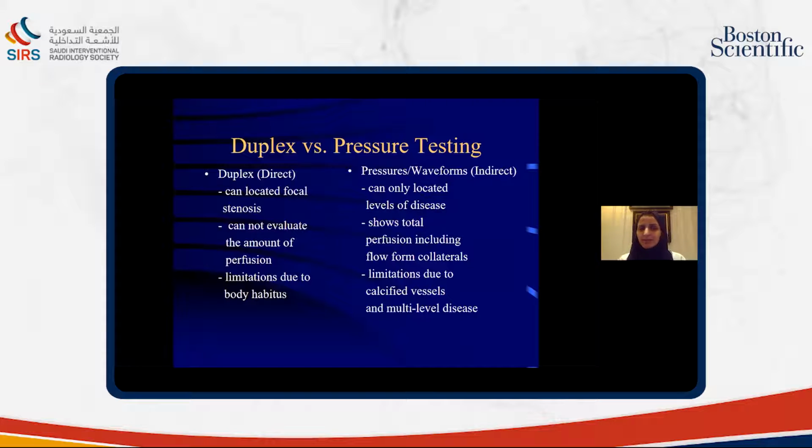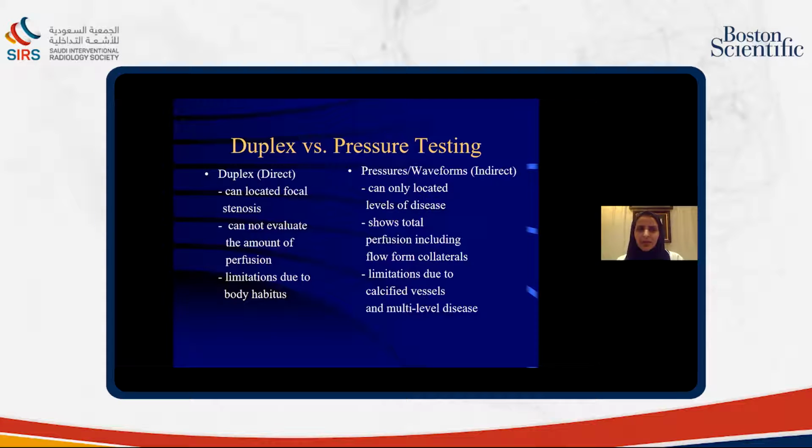Duplex scan cannot evaluate the amount of perfusion. For the pressure segment, we show total perfusion, including flow from collaterals. We usually get requests asking for ABI just to know about the perfusion, even if the vessel is occluded. The vascular surgeons just want to know if there is any perfusion in that leg or not.